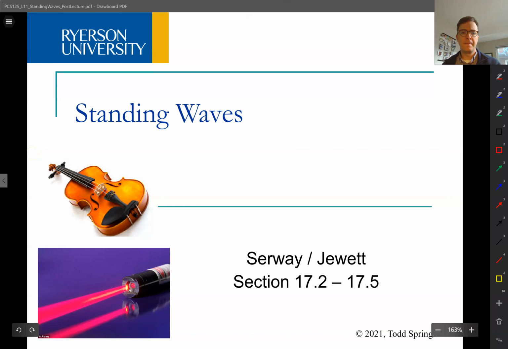Hello again, everyone. In this lecture, I want to continue into Serway Chapter 17, talking about this really important phenomenon of standing waves. So a couple of applications which you can see on this slide, which we're going to come back to. This is Serway and Jewett, Chapter 17, Sections 17.2 to 17.5.